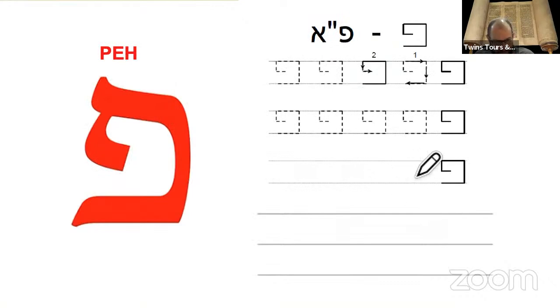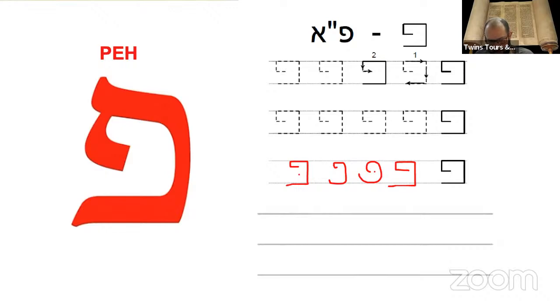Then we have the pay, of course, in different forms. Or you find it round like that. But most important, if there's a dot inside, pay is strong. If there is no dot, it's fay. So we write it the same in the beginning, the center, and the end. Fay without a dot. The majority come with a dot, pay.